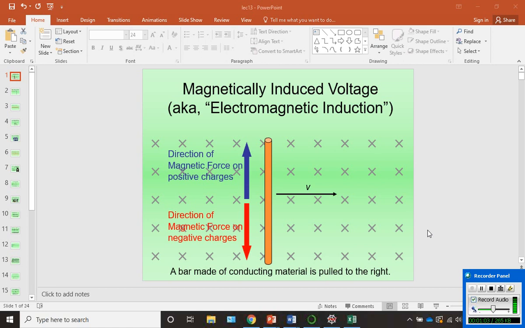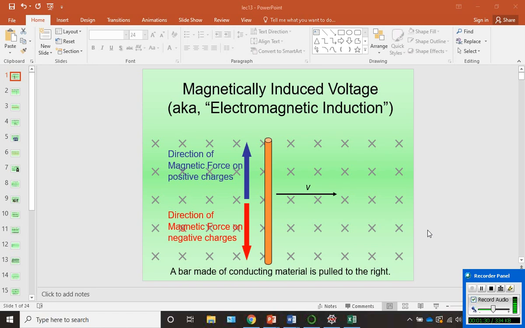To understand the concept, let's imagine that we have an external magnetic field, and as you see on the screen, there are a whole bunch of little X's on the screen to represent a magnetic field that is pointing into the screen. In this magnetic field, we have a long bar made of conducting material. I've made it copper colored. If you want to imagine it as a copper bar, that's great.